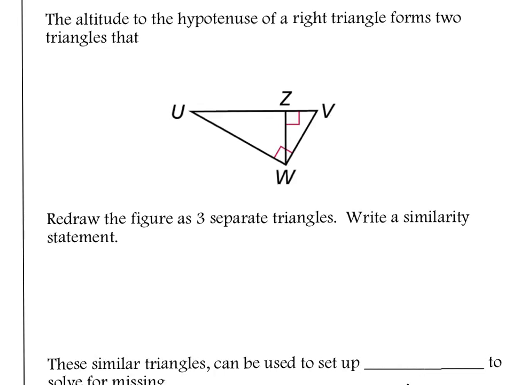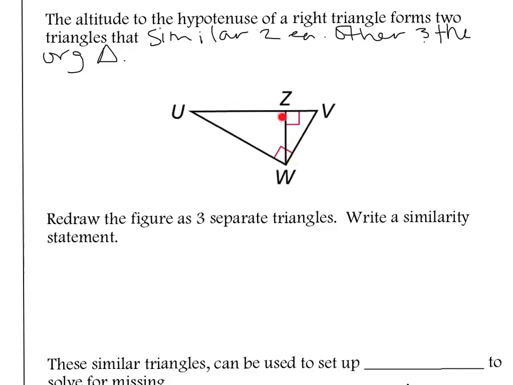All right, the altitude, just meaning height, of the hypotenuse of a right triangle forms two triangles that are similar to each other and the original triangle. So basically, we're going to have three similar triangles. You can kind of see right here, you have a baby one over here, you have a medium one over there, and then the entire triangle forms a third.